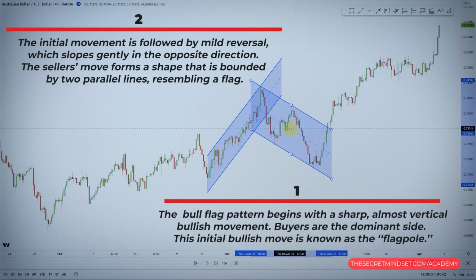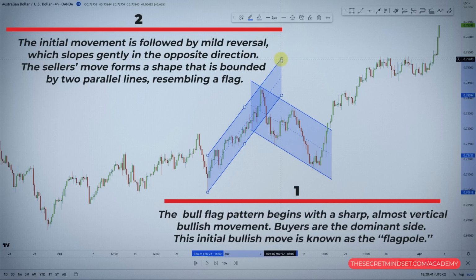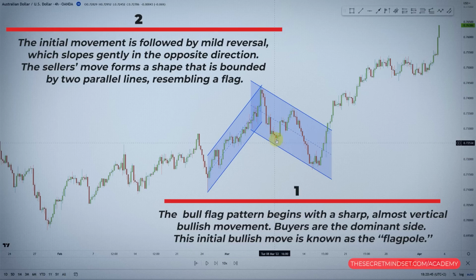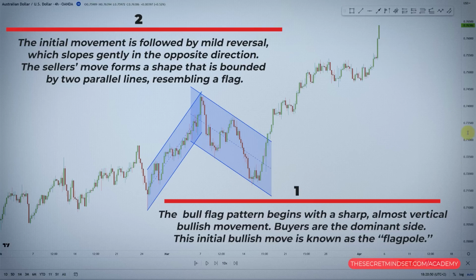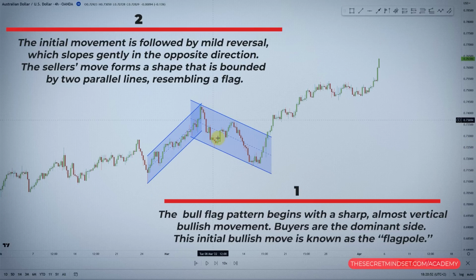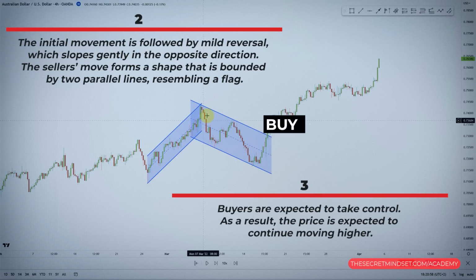This initial movement is followed by a mild reversal, which slopes gently in the opposite direction. This second move indicates that the sellers are unable to show a similar response. The seller's move forms a shape that is bounded by two parallel lines, resembling a flag. How to analyze this? The dominant side, in this case the bulls, are expected to take control. As a result, the price is expected to continue moving higher.